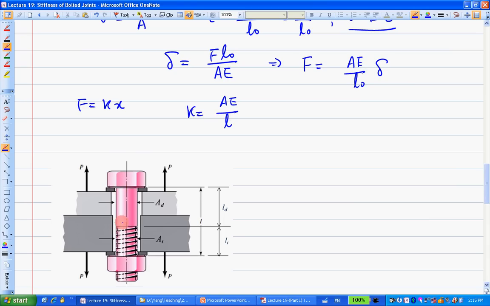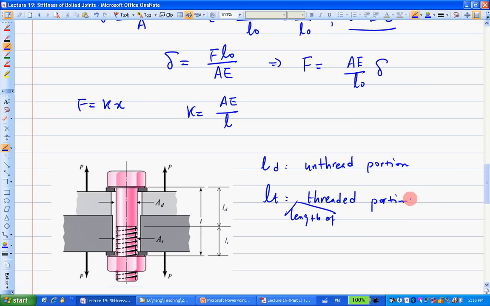One portion is this portion, which is the unthreaded portion. And the other portion, from here to here, is the threaded portion. That makes sense, right? So we use LD and LT. LD, if you remember, we defined as the unthreaded portion, and LT is the length of the threaded portion within the clamped member, or maybe just within the tension joint. So that's the LT, right? This portion is the threaded portion.